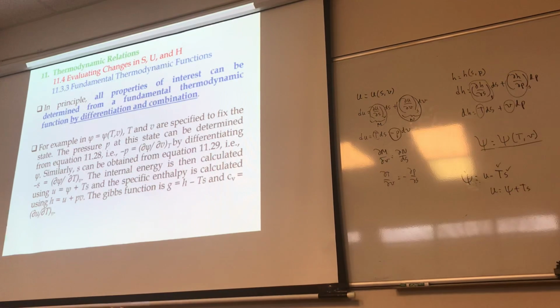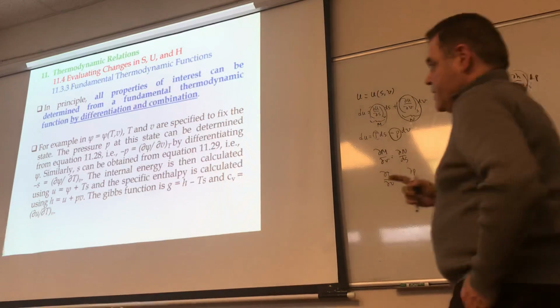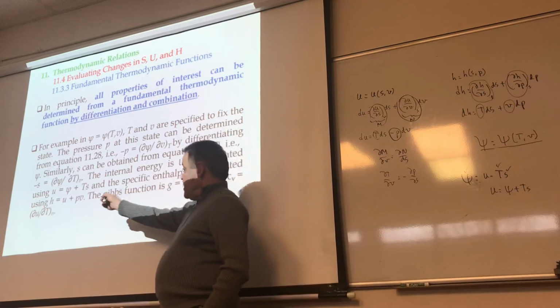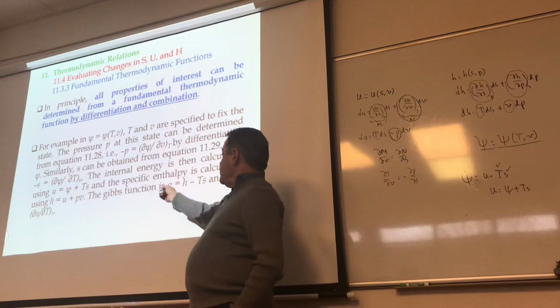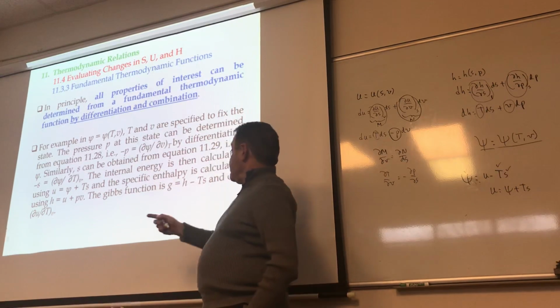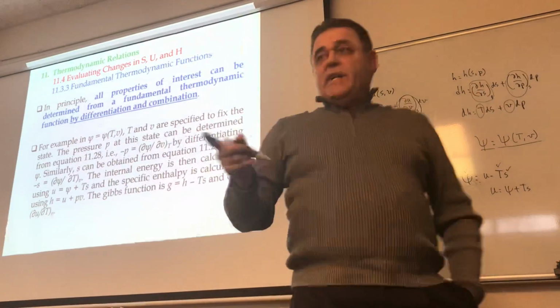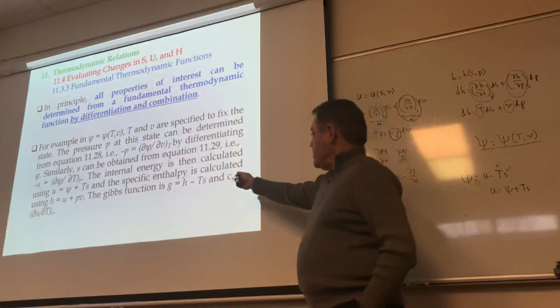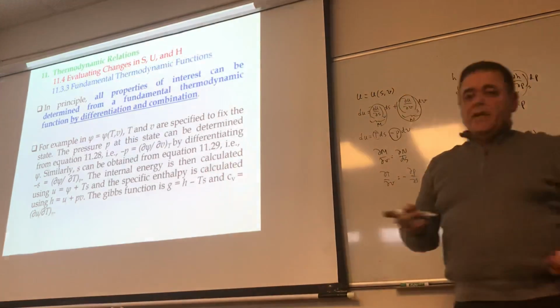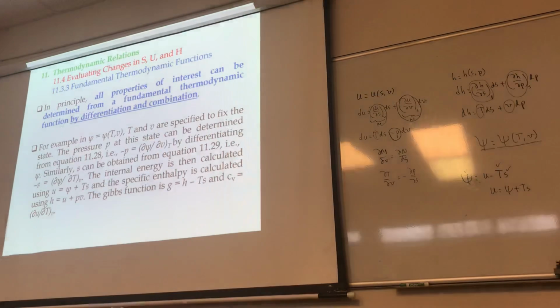You see how you construct, one step at a time, each of the individual properties. So you calculate U, and the specific enthalpy is calculated using H equals U plus PV. After that, you can get your Gibbs function, which is simply equal to H minus Ts. And you can even get the specific heat at constant volume by taking the derivative of U with respect to T. So it's all done with mathematics, using differential math, okay?